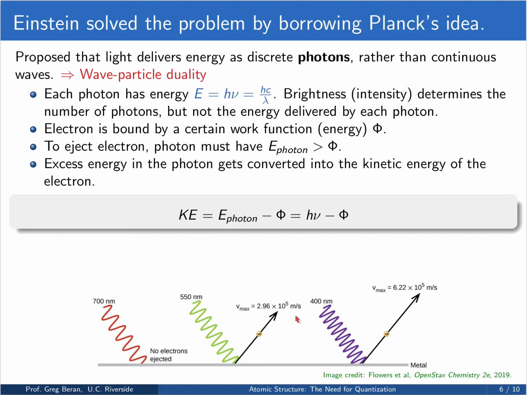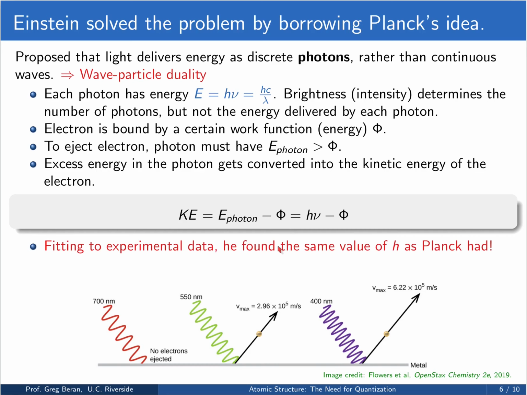If we go to an even shorter wavelength of light, 400 nanometers, now our photons have even greater energy content, and so that electron is going to get ejected with even more kinetic energy because there's going to be more energy left over in the photon after it liberates the electron from the metal, after overcoming the work function.